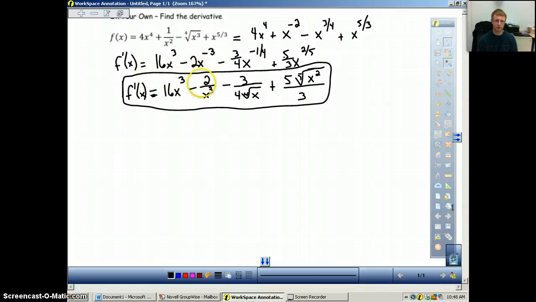2x to the negative 3 turned into 2 over x to the 3rd. The 3 stays on top, the 4 goes to the bottom, or stays on the bottom. The x to the negative 1/4 goes to the bottom and changes to the 4th root. And then the last one, 5 and 3 stay on top and bottom, and then this changes to the 5th root of x squared. So remember, the bottom is the root, the top is the exponent. It was not a negative exponent, so it stays on top.